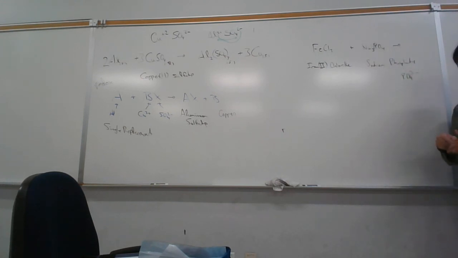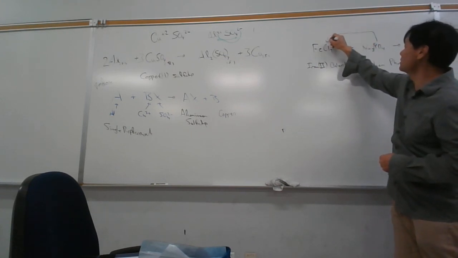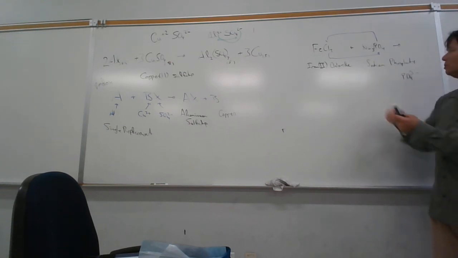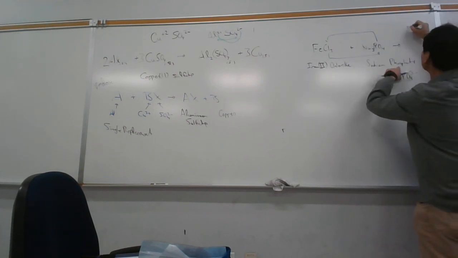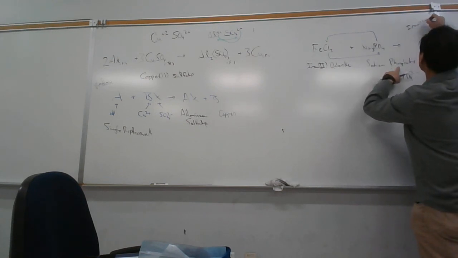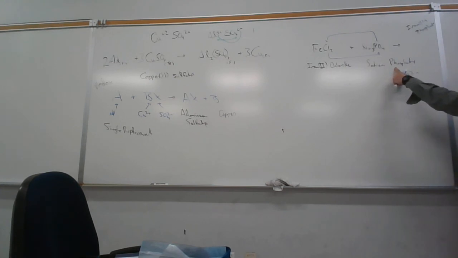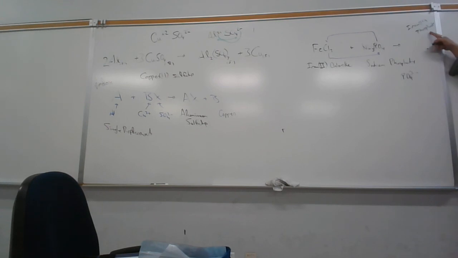Okay, this one is what we call double replacement, and we're going to just switch partners. When we switch partners, it's like this. I'm going to form iron 2 phosphate. And so iron 2 phosphate. And sodium chloride. So I'm just switching it. Iron 2 with phosphate, sodium with chloride. What's the formula for iron 2 phosphate?